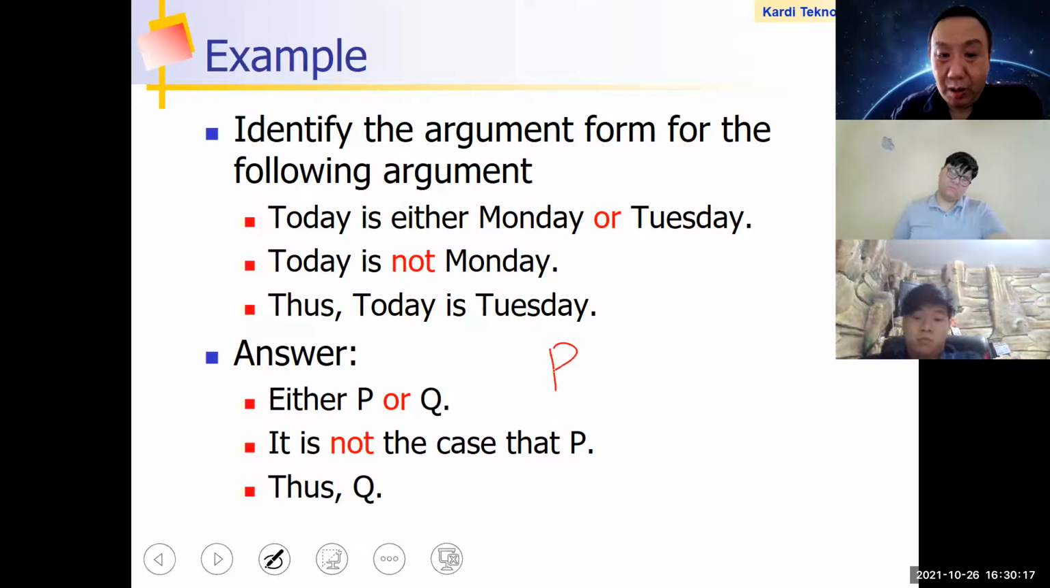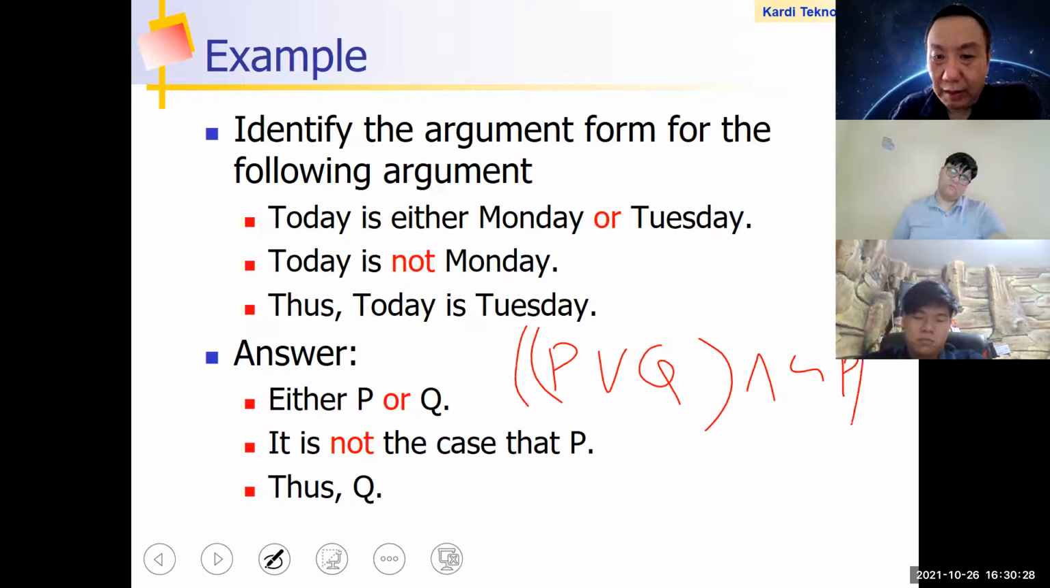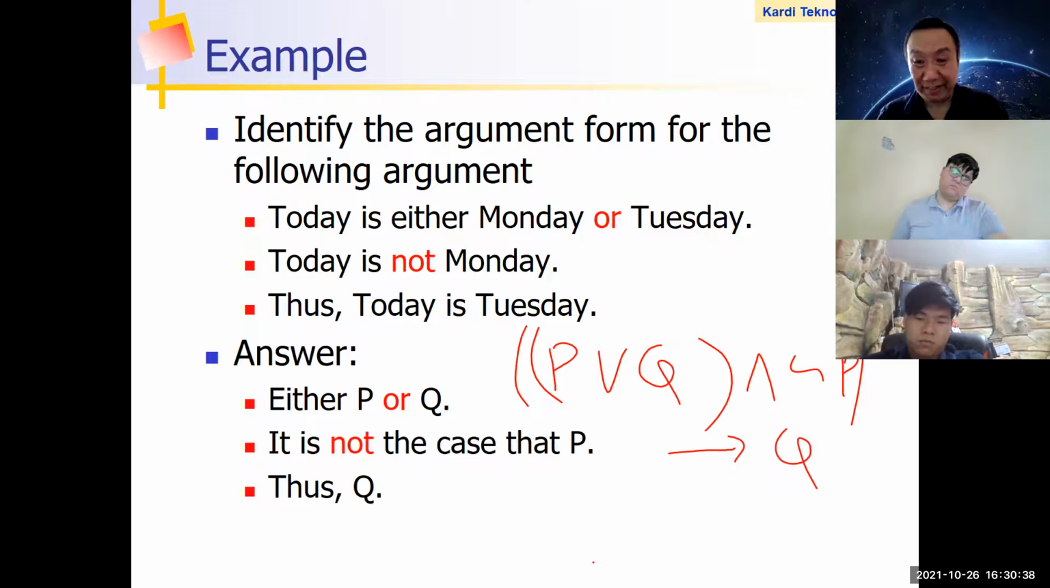So, either P or Q, and not P, does Q. Okay? So we will continue next week.